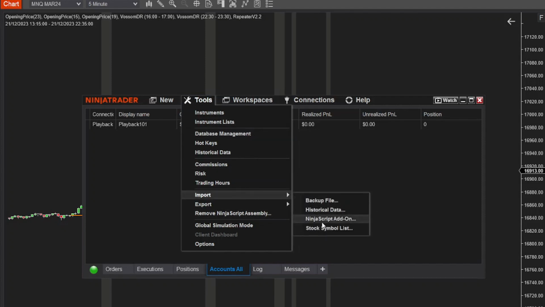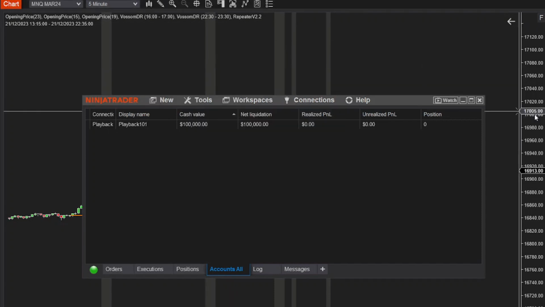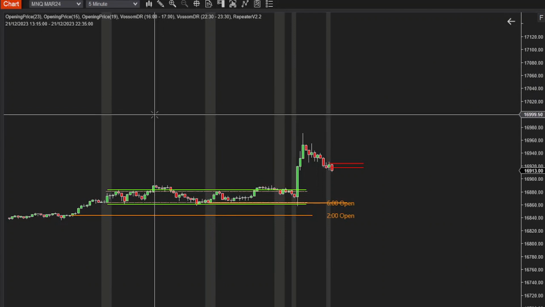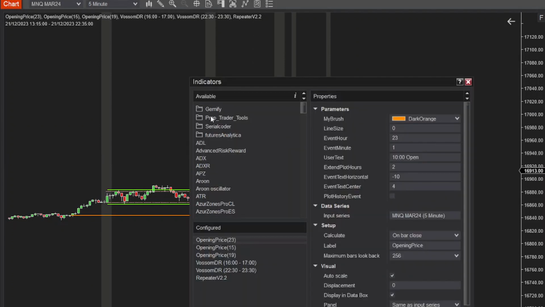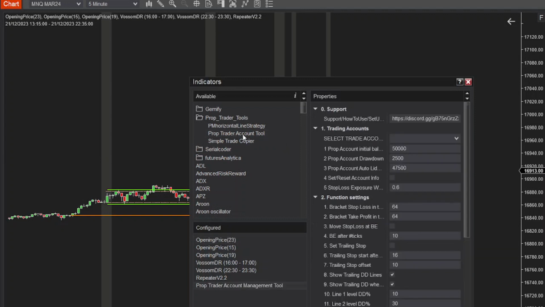Once you download it, you can import it into your control center. Import NinjaScript add-on, and from there you can launch the indicator. Right. So right here is my chart. And if I want to turn on the indicator, I'll just right click, select indicator, and go to the selection prop trader tools, prop trader account tool.